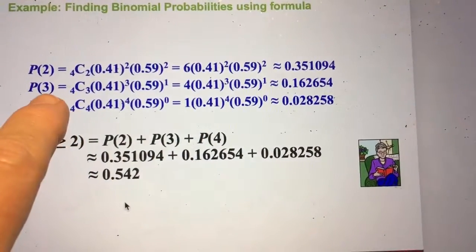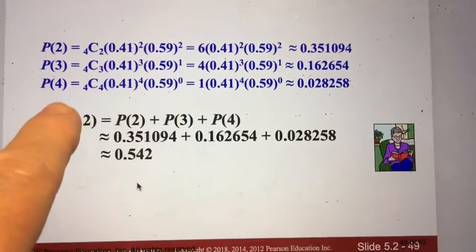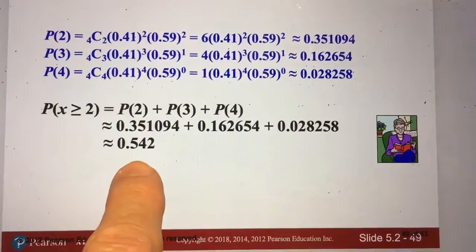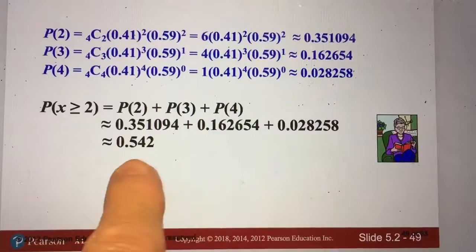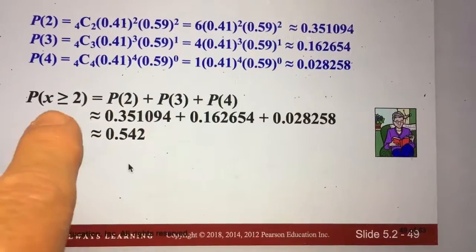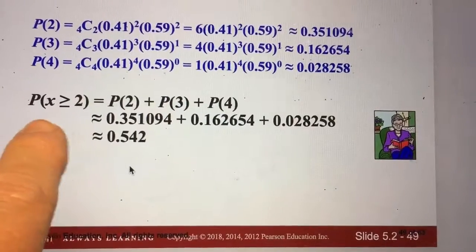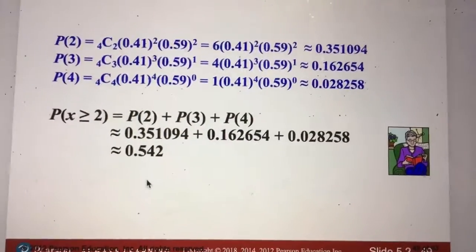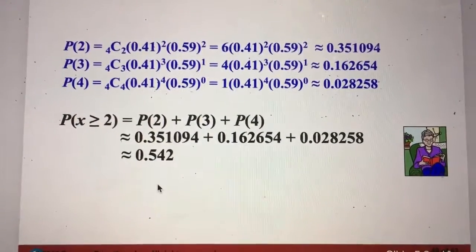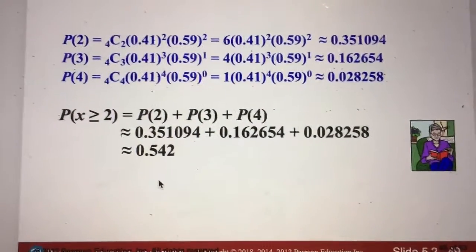Then we do the same thing with probability of 3, probability of 4. We add them all up together. And the probability of 2, 3, 4 put together is 0.542. Okay. We could also say that this is 1 minus the probability that it's less than 2, which would be 1 minus the probability of 0 and 1, and that would have worked also.